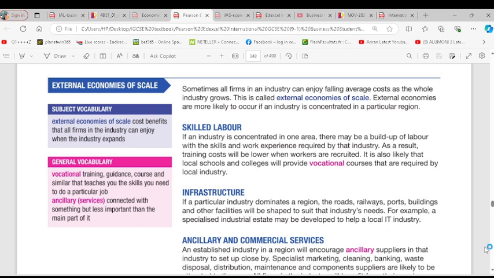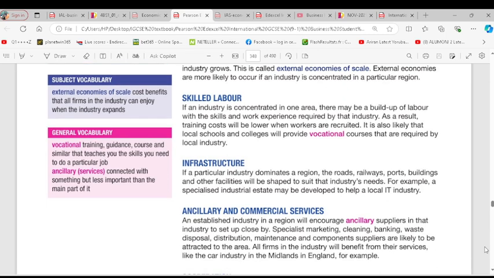Clear? So, external economies are more likely to occur if an industry is concentrated in a particular region. What are the other reasons why we have external economies of scale? Number one, skilled labor. If an industry is concentrated in one area, there may be a build-up of labor with the skills and work experience required by that industry. As a result, training costs will be lower when workers are recruited.